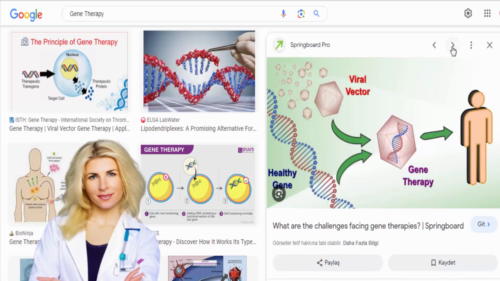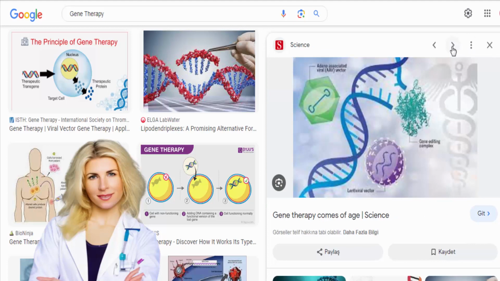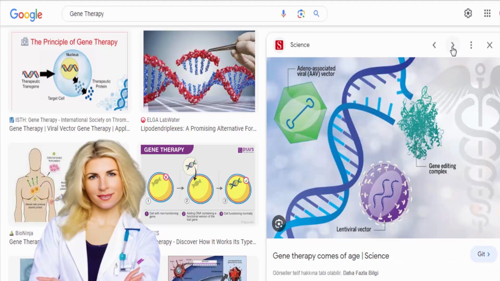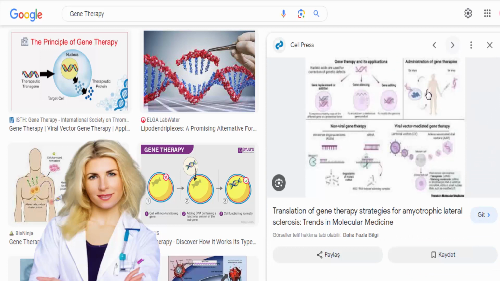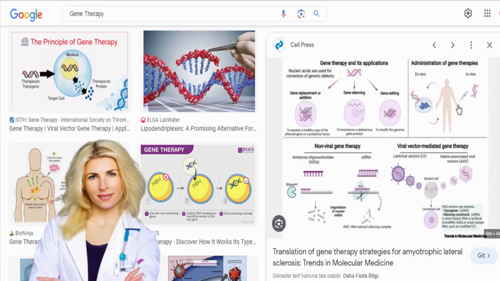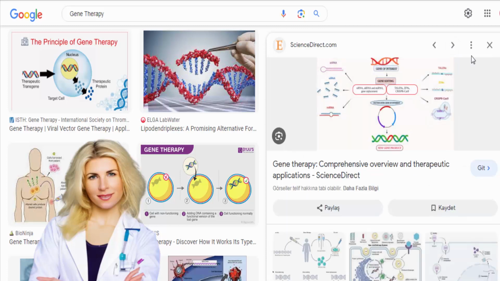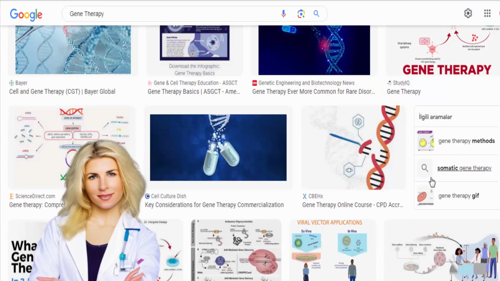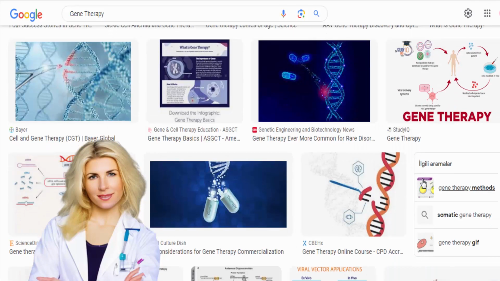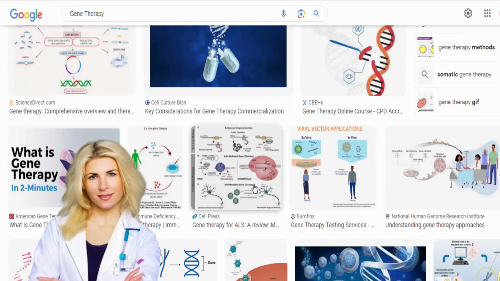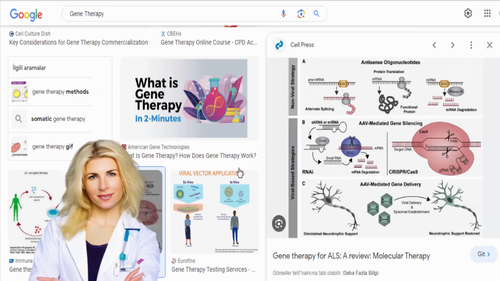Types of gene therapy. Somatic gene therapy. This type of gene therapy involves modifying the genes in specific cells or tissues of the body, but the changes are not passed on to the next generation. It is the most common form of gene therapy. Germline gene therapy. Germline gene therapy aims to modify the genes in the reproductive cells, sperm and egg, to prevent the transmission of genetic disorders to future generations. It is a more complex and ethically controversial approach.